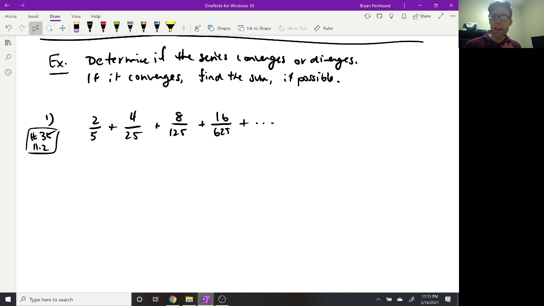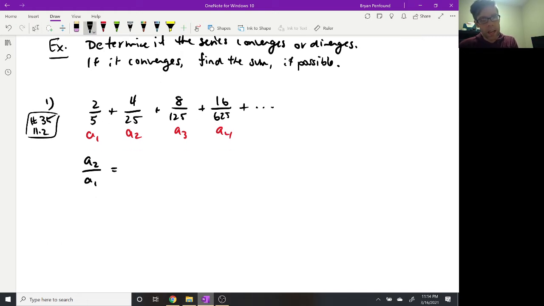Typically one of the nice things you can check right away is to see what the ratio between terms is. So if I call this a1, a2, a3, and a4, we could do some division. We could take a2, for example, and divide by a1 and see what we get. So if we take a2, which is 4 over 25, and we divide it by 2/5, let's see what we get here.